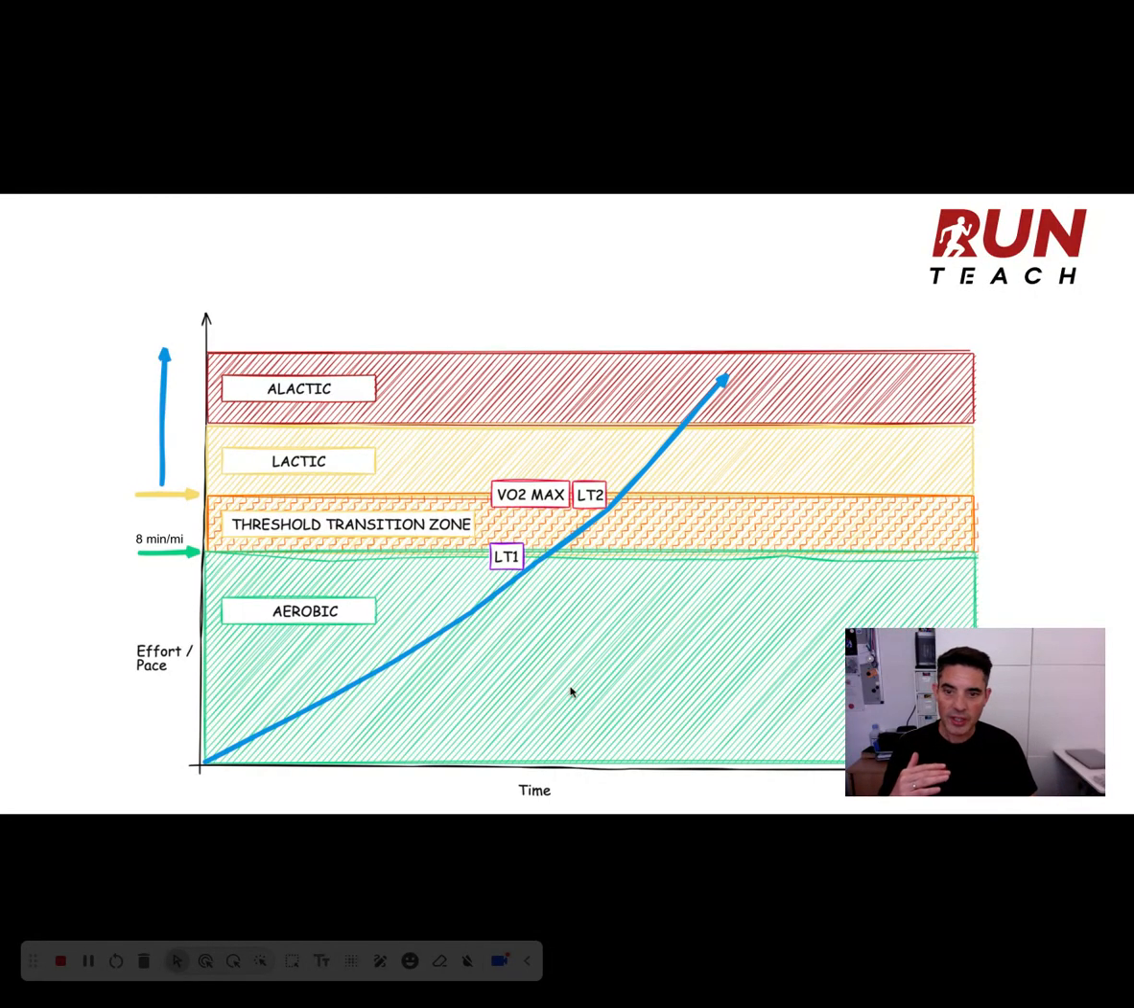Most of us are pretty good at training in this green zone, but we're not really that great at training in some of the other zones. The important thing, if you are training these zones, is you've got to remember that you need to give the zone, the energy system, enough time to recover.